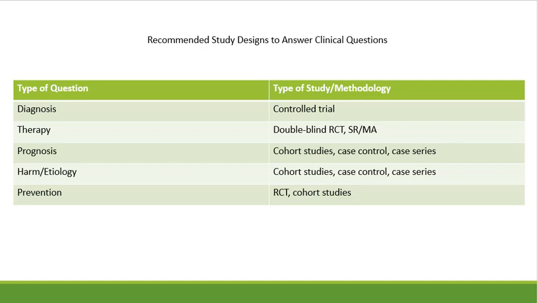For diagnosis, controlled trials. For prognosis, your cohort studies, case control, and possibly case series. Same thing for harm or etiology studies. And then prevention would utilize randomized controlled trials or cohort studies.